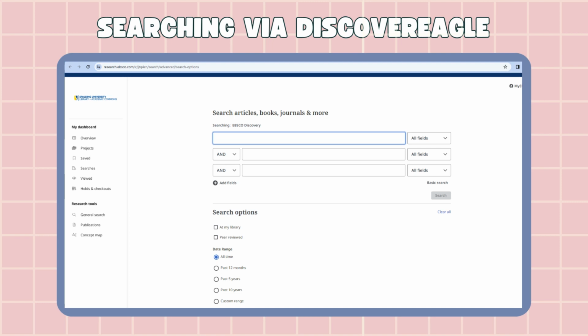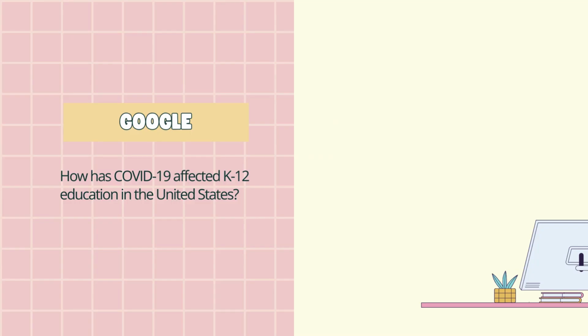So these different boxes are allowing us to conduct a search using keywords. Keyword searching in the library website is a little bit different than searching in browsers that you're used to searching in before. So, if I am looking something up in Google and my research question is, how has COVID-19 affected K through 12 education in the United States? I might just type that question exactly as is into the Google search bar.